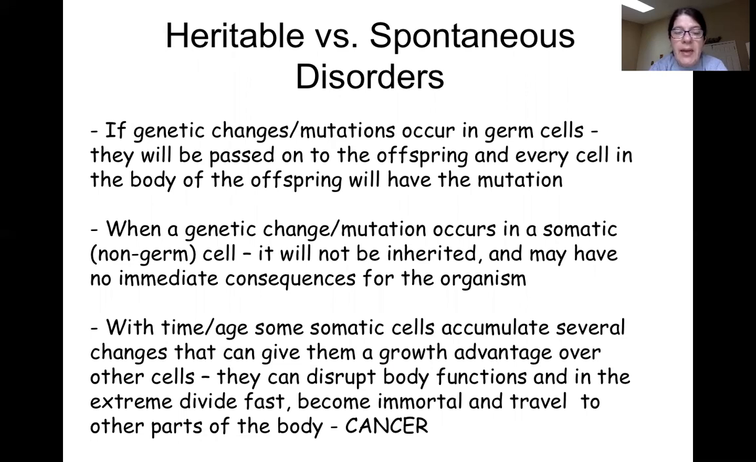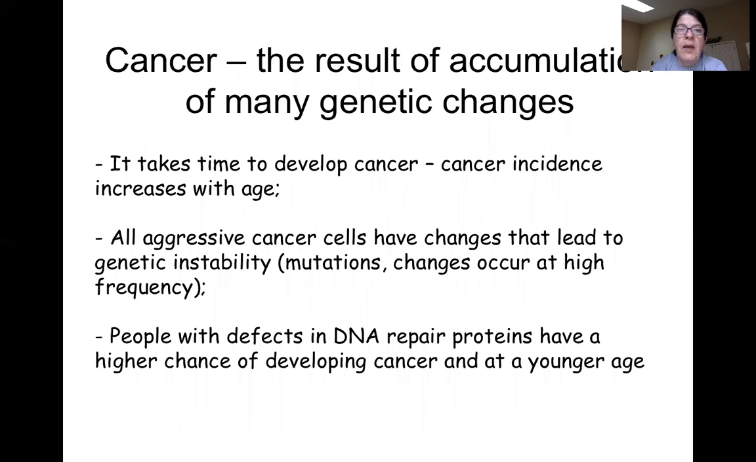However, with time and with age, some somatic cells will accumulate multiple mutations, not just one. And those mutations can give them a growth advantage over other cells. They can disrupt body functions, and in the extreme, divide fast, become immortal, and travel to distant parts of the body, also known as cancer, as we discussed in Unit 4. And cancer really is the result of accumulation of many genetic changes. And that's why it takes time to develop cancer.